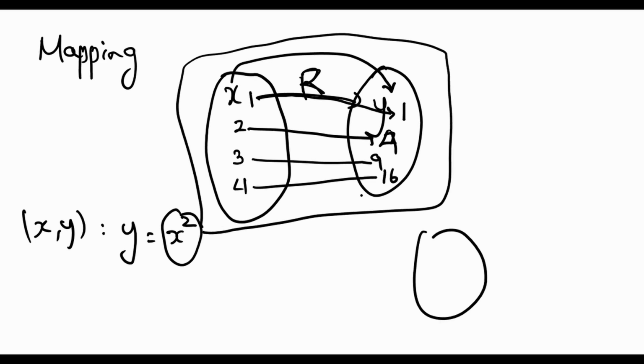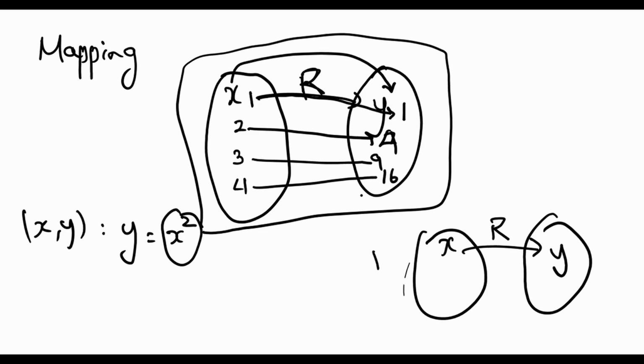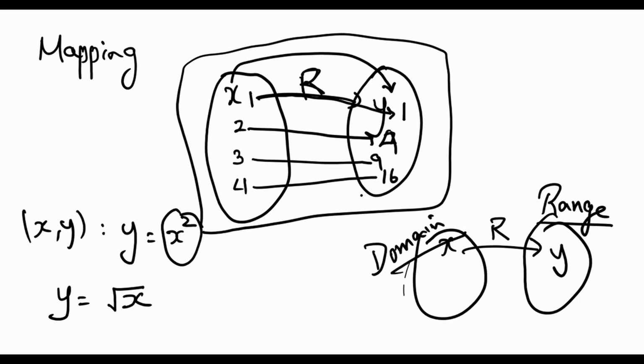So you can have one set of x values mapped to another set of y values with the relation that's defined. So the set of x values is called the domain, and the set of y values is called the range of the relation. Okay, so if I have y is equal to, say, square root of x, that's the relation between x and y. So what is the domain of this? The domain of this is the values that x can take. Definitely x cannot be negative, right? x cannot be negative.